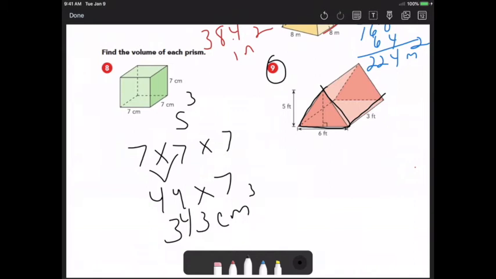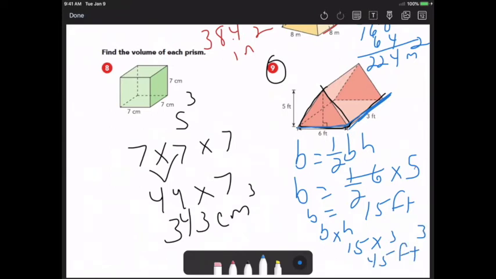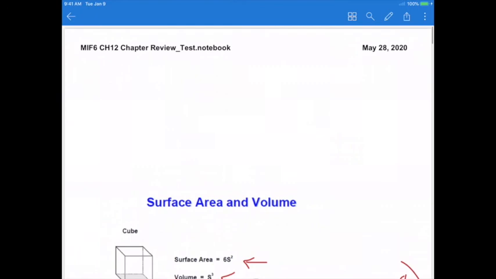Next, we have to figure out the area of the base. So the base is 1/2 base times height. So the base will equal 1/2. The base is 6 times the height is 5. So I like to take half of 6, which is 3. 3 times 5 is 15. So it's 15 feet. Now we times it by 3 because it's base times height. So it's 15 times 3, which we know is 45 feet cubed. Don't forget cube it. Oops, sorry about that.